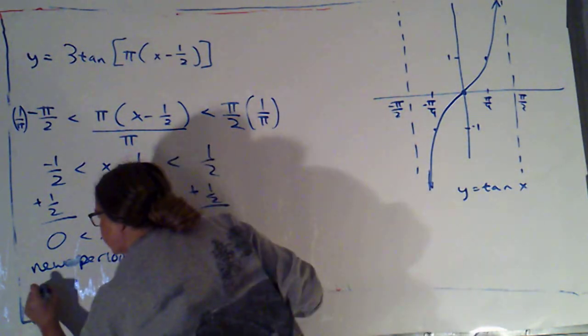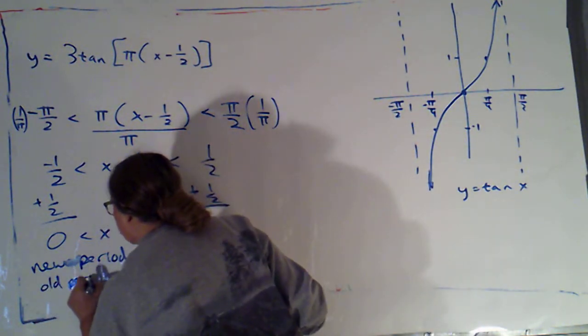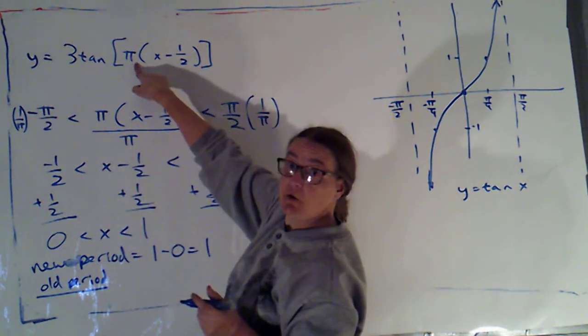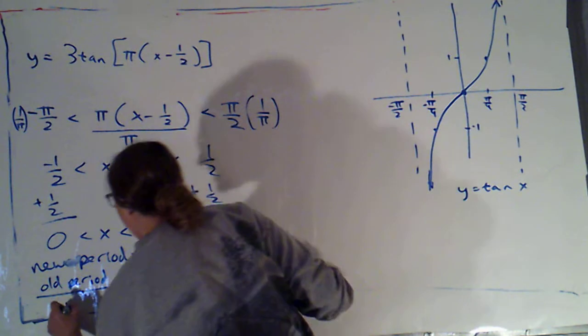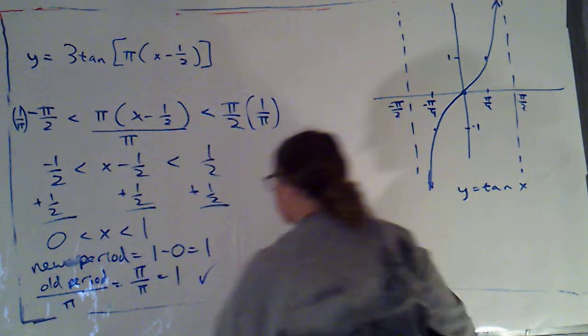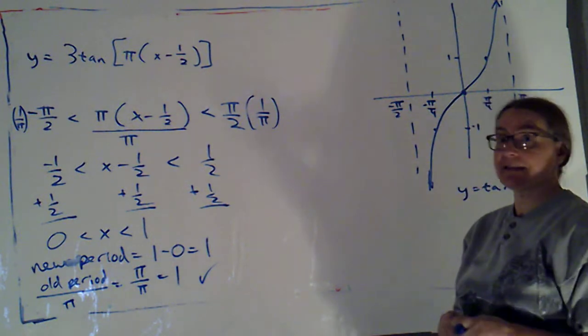That should be the same as if I take the old period and divide it by the number that I was multiplying by x, which is pi. Well, the old period was pi, divided by pi is 1. It works. I get exactly the same thing.